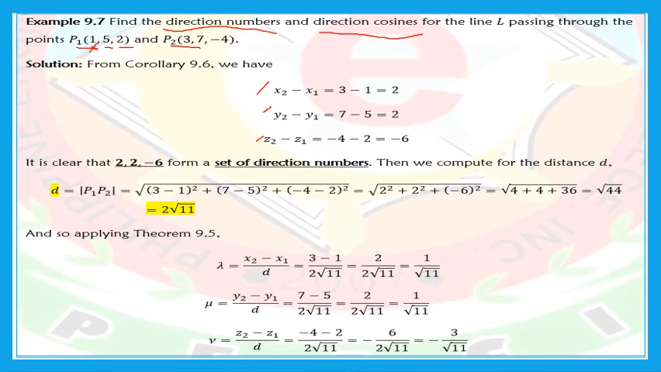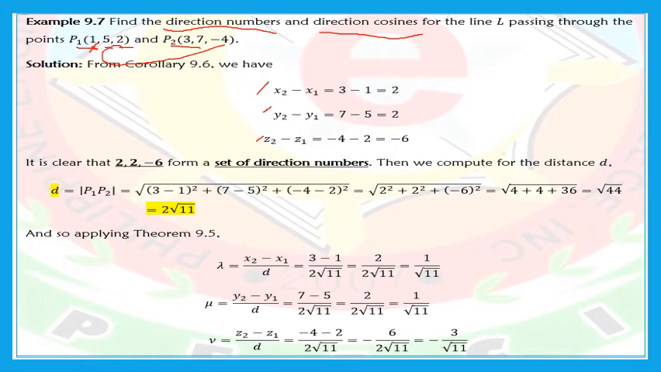Sa P sub 2 naman, x sub 2, y sub 2, z sub 2. So, ang x sub 2 natin is 3. So, magiging 3 minus 1 is 2. Y sub 2 natin is 7 minus 5, that is 2. Negative 4 minus 2 is negative 6. It is clear that 2, 2, and negative 6 form a set of direction numbers.